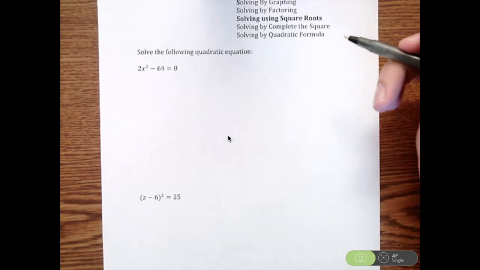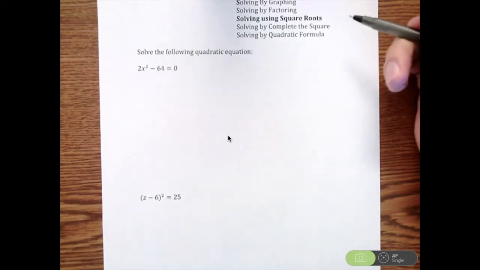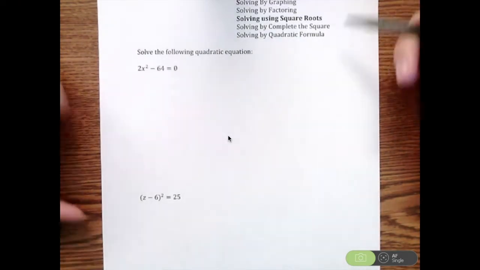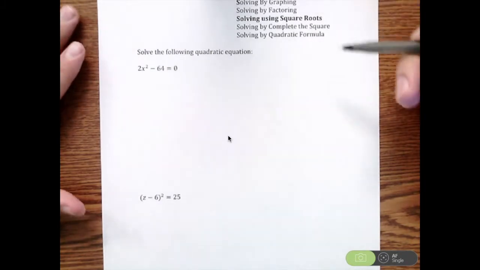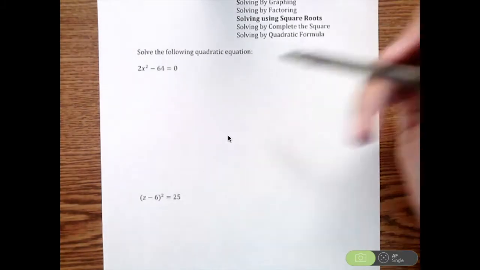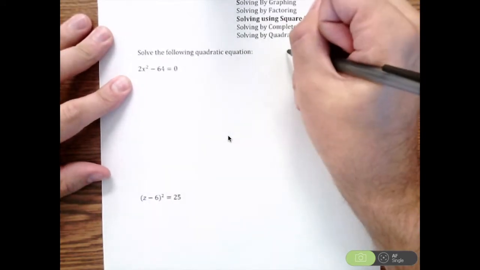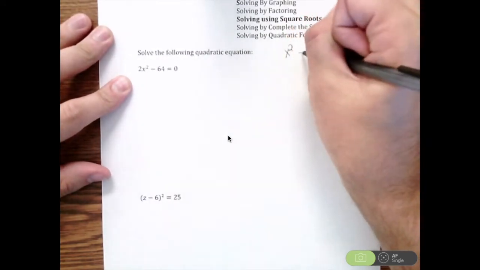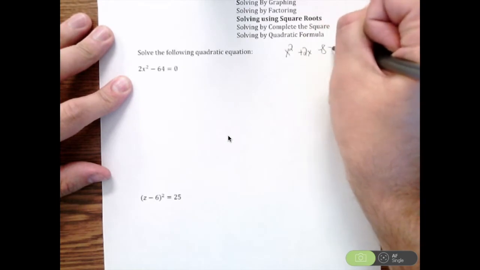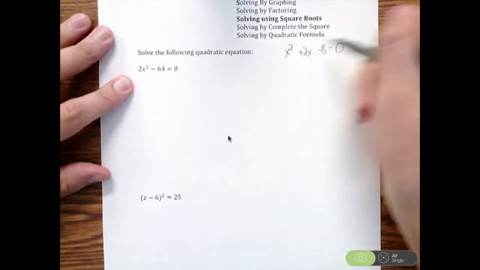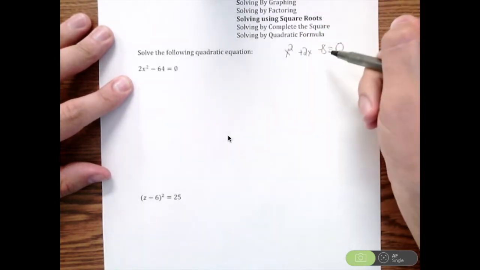In this video, I'm going to show you how to solve using square roots. I'm going to tell you why this tactic is actually the best way for these types of problems. Most quadratics typically have an x squared and maybe something like a 2x minus 8 equals 0. With these types of problems, you're going to want to use one of the other techniques.